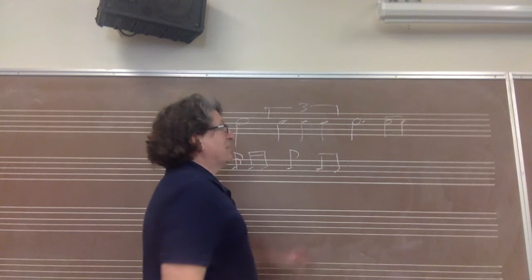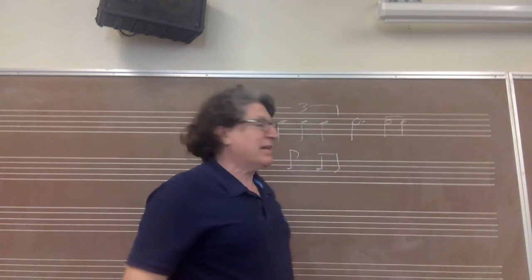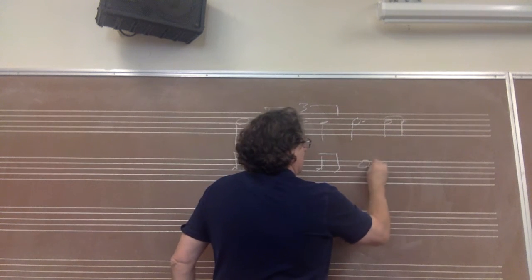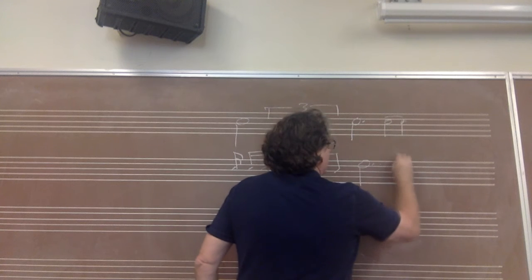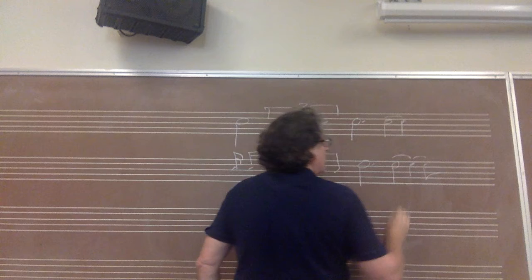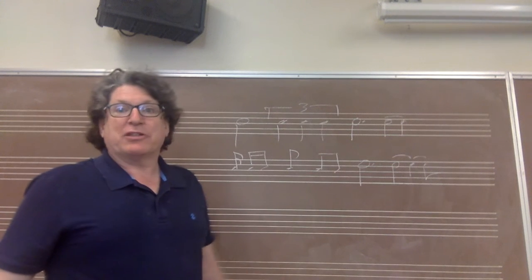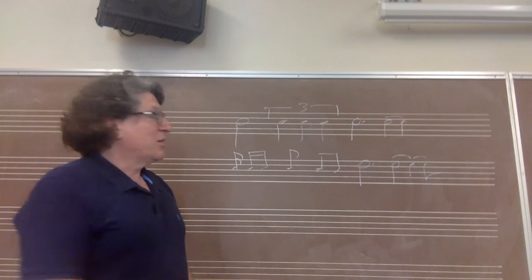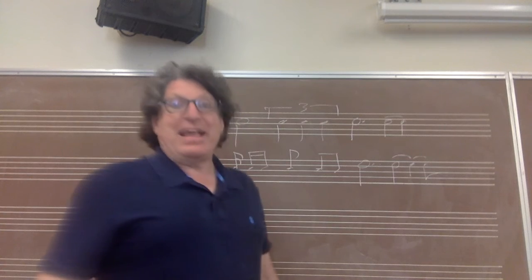And the double dot means I had a half, and then I added half of what I added. So a double dotted half is the half tied to a quarter, tied to an eighth. That's all. No magic. So again, just practice, and that's all there is.